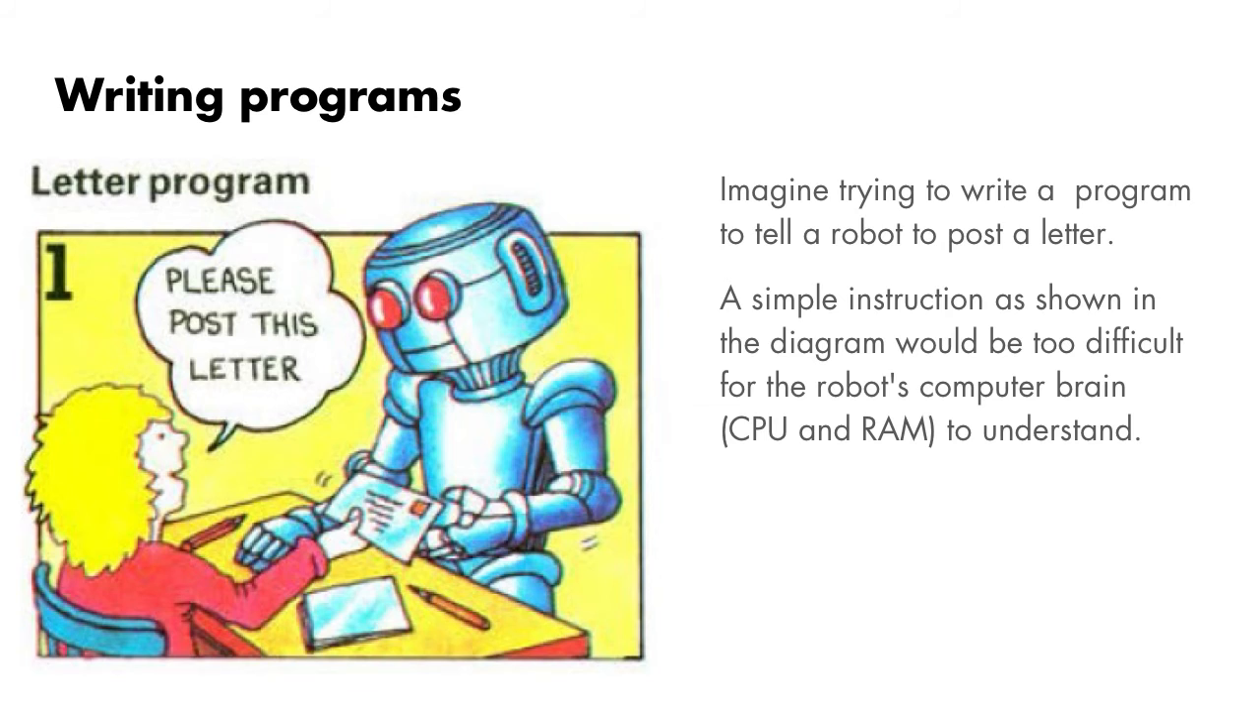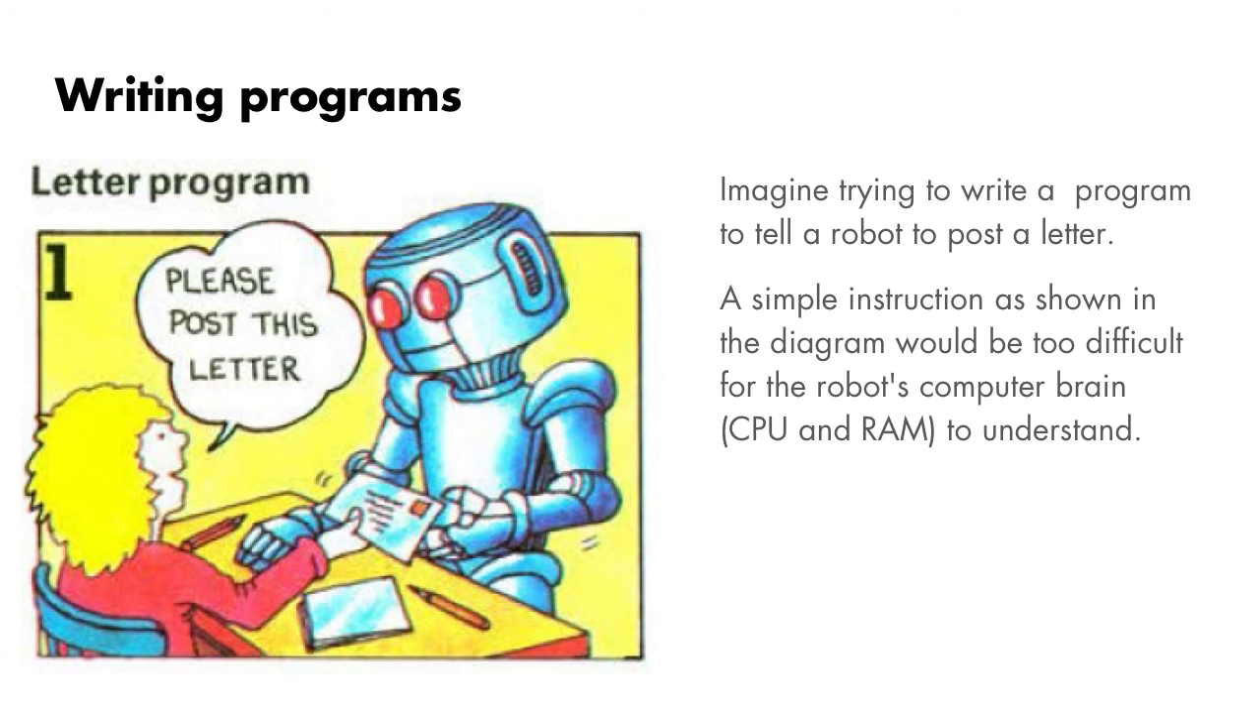So let's just imagine that we want to write a program that could tell a robot to go post a letter. Now, if we had generalized artificial intelligence, we could just say, "Hey robot, please post this letter," and the robot will do it. But in this case, if you give the instruction, please post this letter, to any ordinary computer or a phone, it's not going to understand what it means. It's just too advanced a concept.